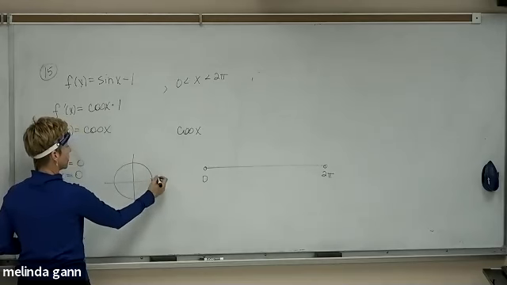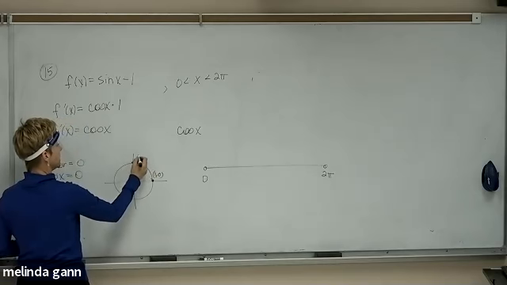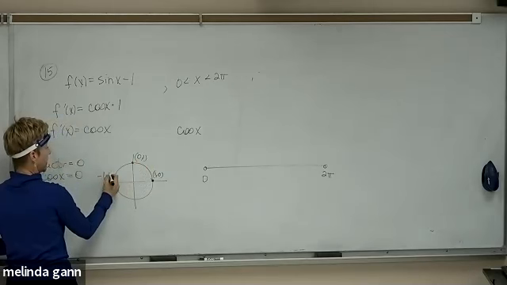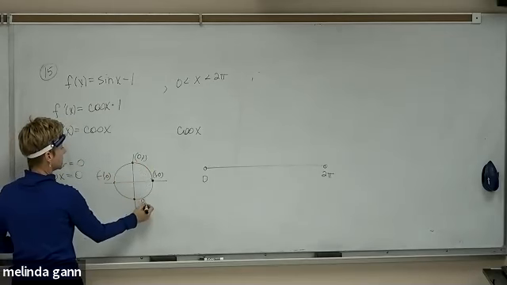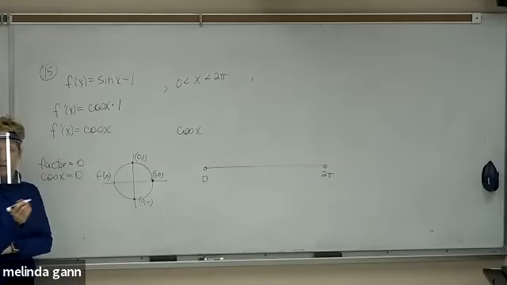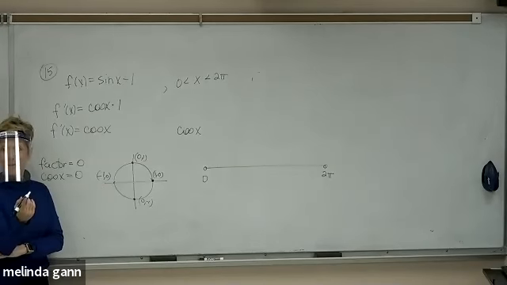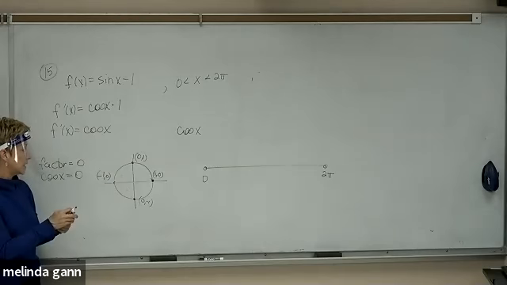So what's that coordinate right there? 1, 0. That one's going to be 0, 1. And that's going to be -1, 0, and 0, -1. Everybody okay on that unit circle? Now, is cosine your x coordinate or your y coordinate? X. So where on that circle is x 0?